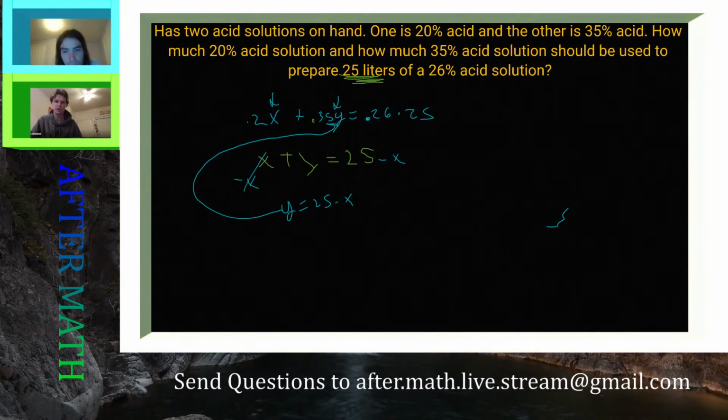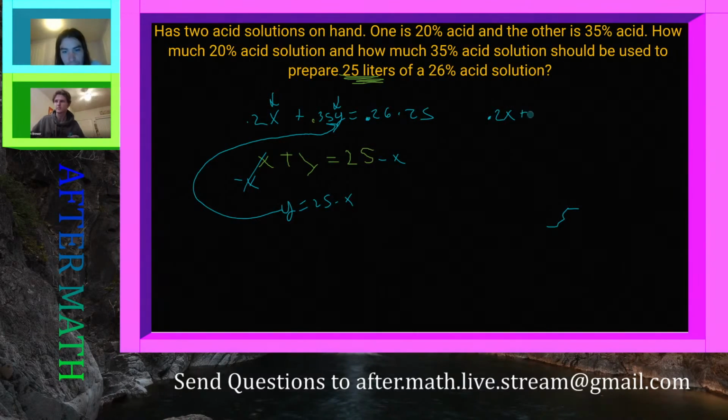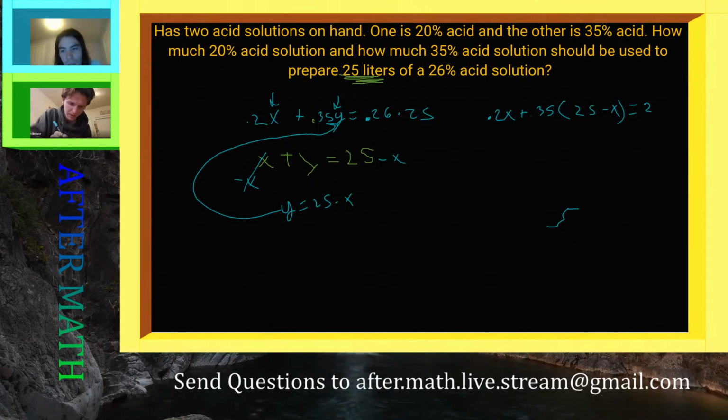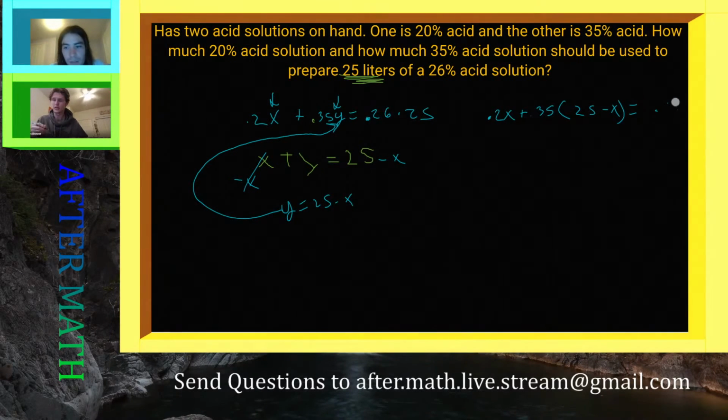Okay. So we get 0.2. When we plug this in, we get 0.2x plus 0.35, and then in parentheses we have 25 minus x, right? And this is equal to 0.26 times 25. I'm going to calculate 0.26 times 25. It is 6.5.